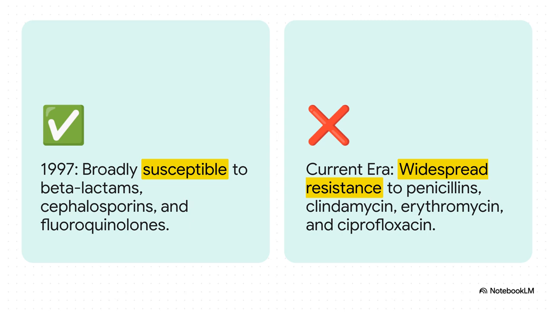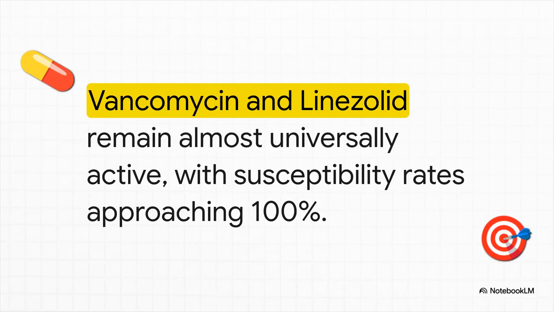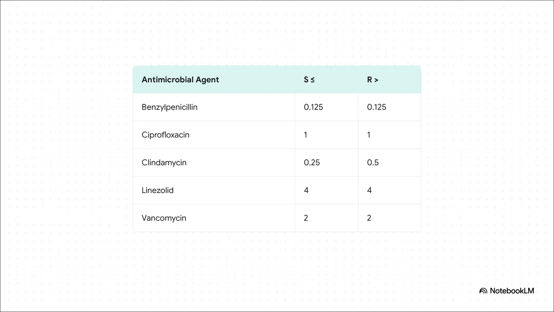Widespread resistance to penicillins, macrolides, and fluoroquinolones. That's the norm now. So what does that leave us with? Well, it makes vancomycin and linezolid the absolute cornerstones of your empirical therapy. If you even suspect this organism in a serious infection, these are your go-to agents. Their susceptibility rates are nearly 100%, so you can count on them while you're waiting for those AST results to come back. Of course, for definitive therapy, you absolutely need to do formal antimicrobial susceptibility testing.